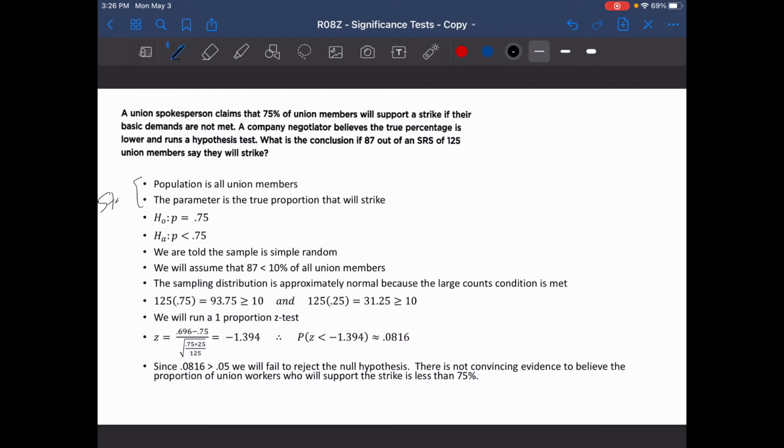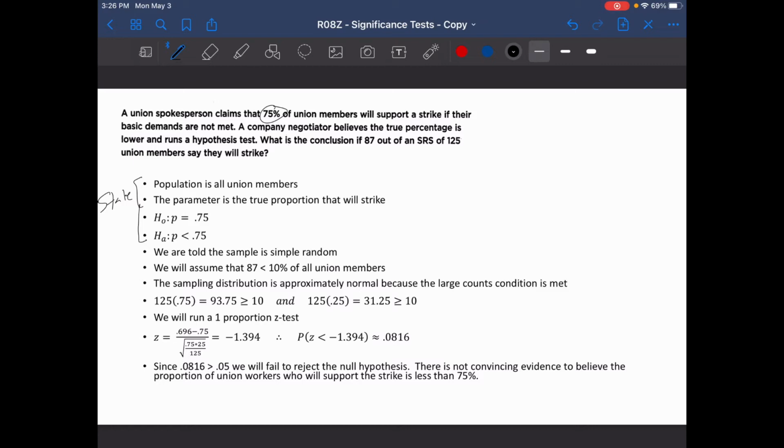We state first, or excuse me, that should be much longer. That should go all the way down here. We say that the parameter is the true proportion that will strike out of all union members. Our null hypothesis is the proportion that we're given right here, 75%, so that our proportion is equal to that.